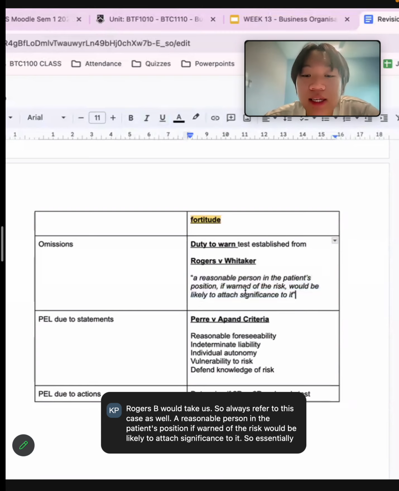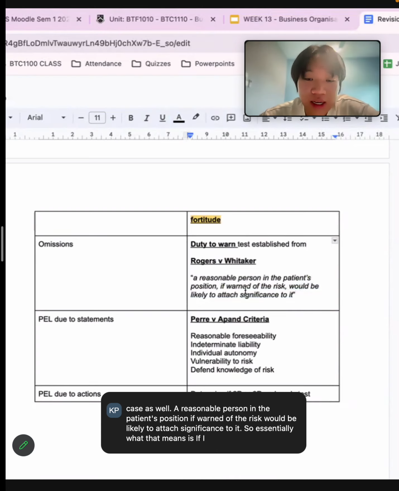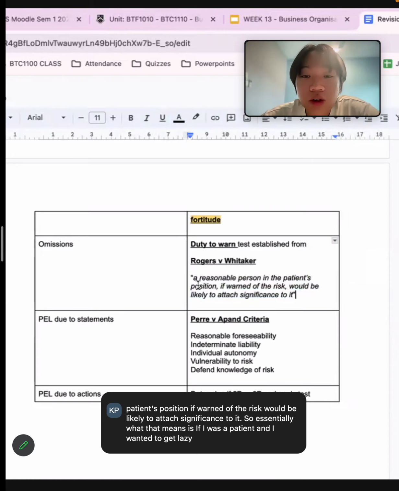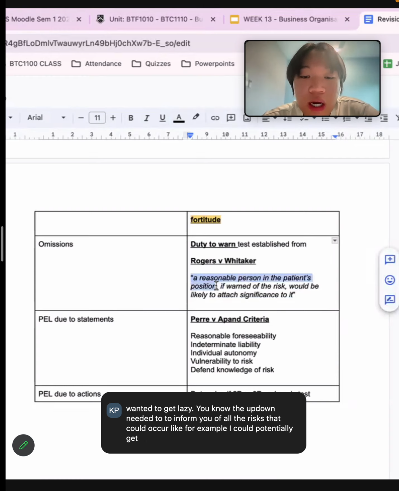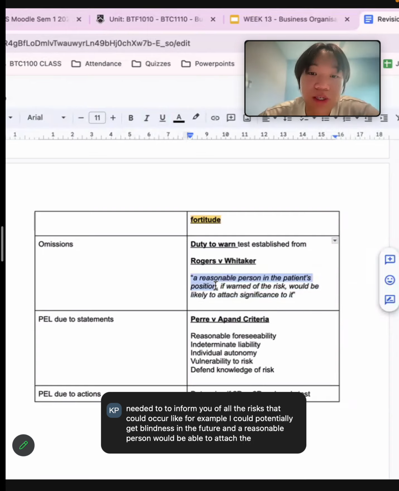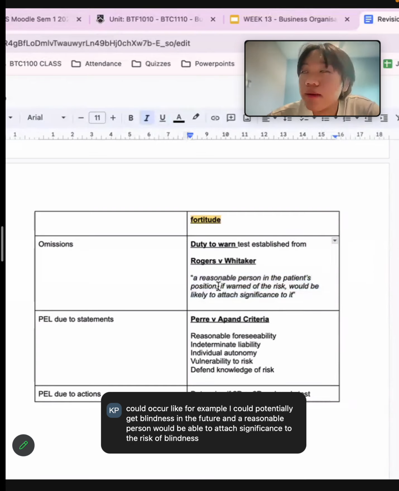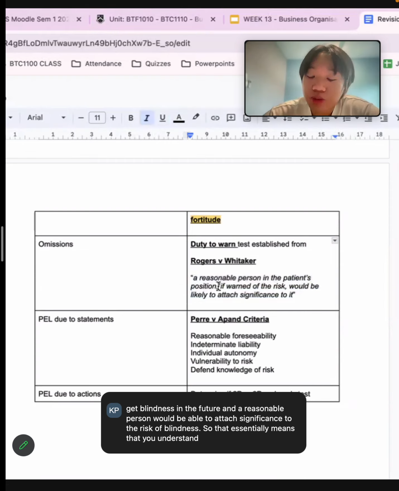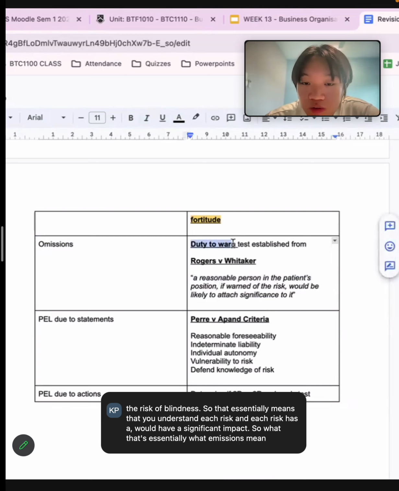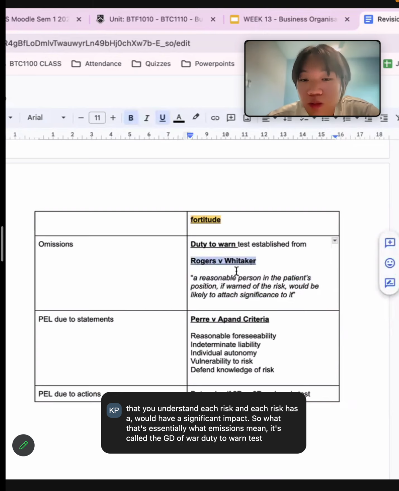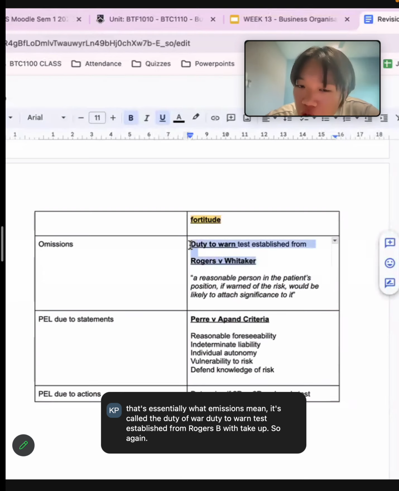So essentially what that means is, if I was a patient and I wanted to get LASIK, the optometrist needed to inform me of all the risks that could occur. Like, for example, I could potentially get blindness in the future. And a reasonable person would be able to attach significance to the risk of blindness. So that essentially means that you understand each risk, and each risk would have a significant impact. So that's essentially what omissions mean. It's called the duty to warn test, established from Rogers v Whittaker. So again, not too difficult.